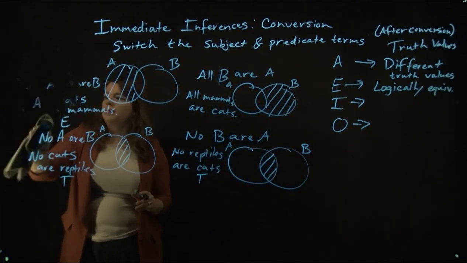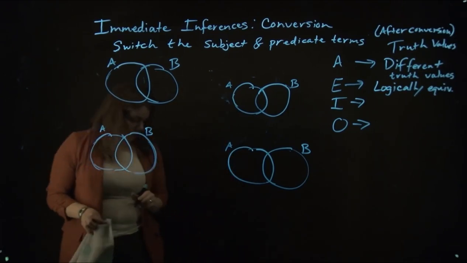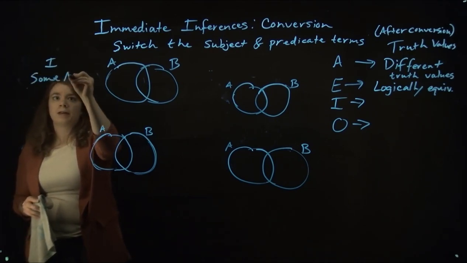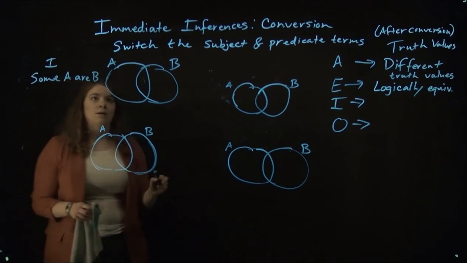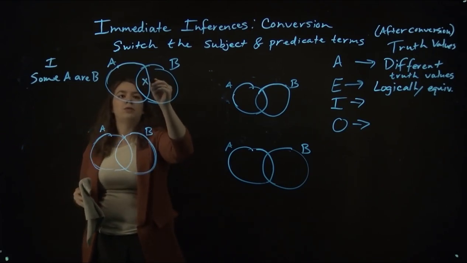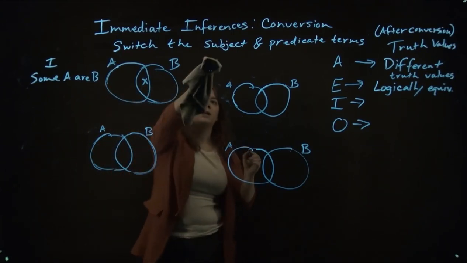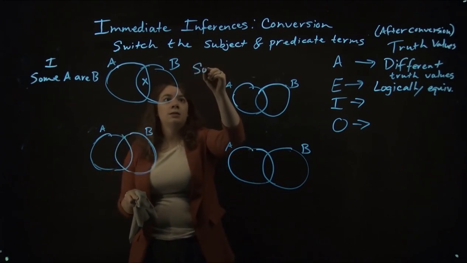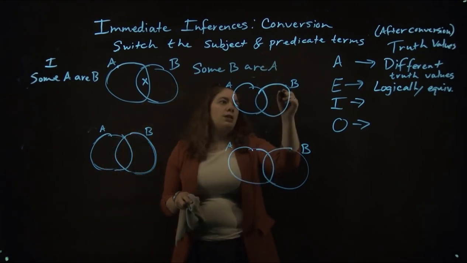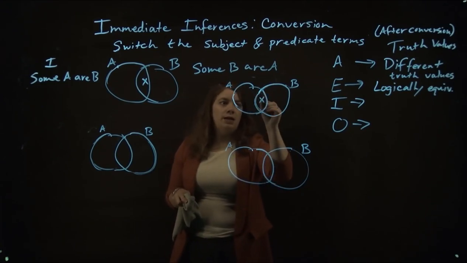So let's consider the particular claims here, the I and the O claims. If we're doing the I statement, to recall, this basically says some A are B. So when we map that out, we're saying that there is at least one individual who belongs to both the class of A and the class of B. Now, if we convert this claim and say some B are A, then you're also saying that something in the class of B is also in the class of A, and so once again we have an X within the overlap here.